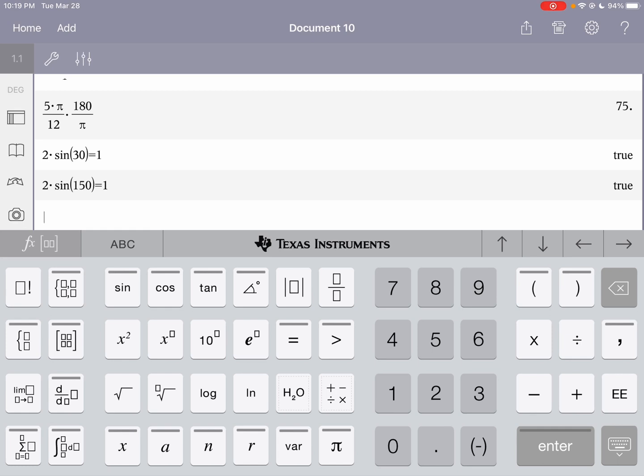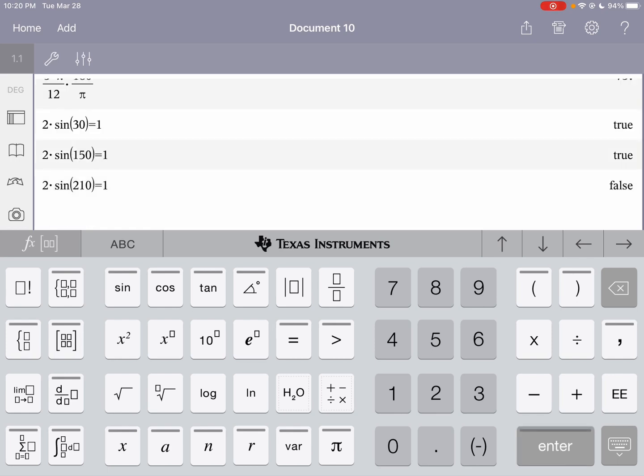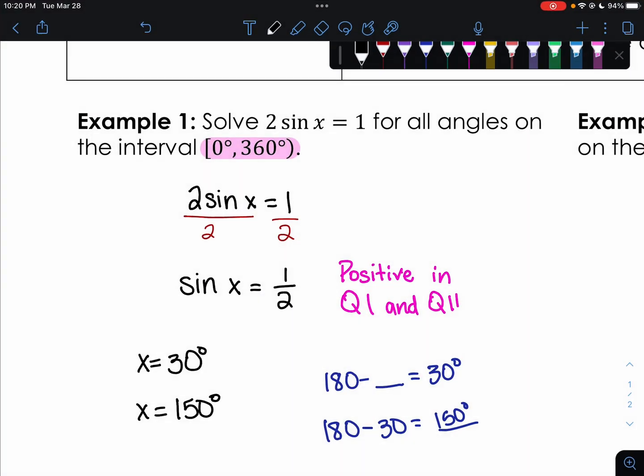If I accidentally made a mistake and I got an answer of 210 and I say that it equals 1, it's going to tell me that it's false. So you do have that option. I don't want us to rely on that option, but again, you always have a way to check your answers. So right here, these two are my angles, and they both fall within 0 to 360, so we're good on that aspect. If this were something that was maybe only from 0 to pi, then 150 would be excluded.